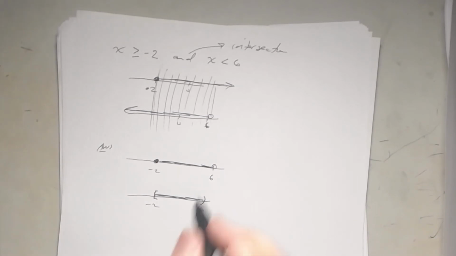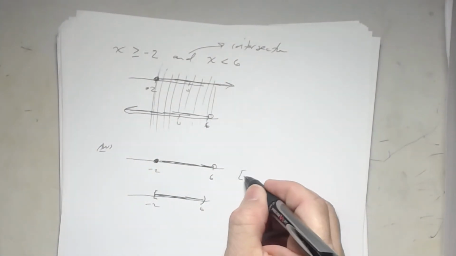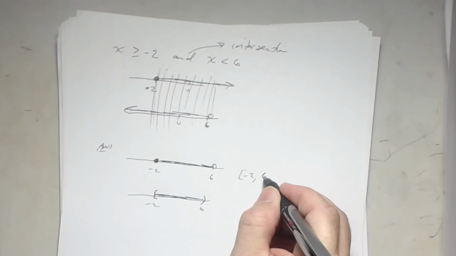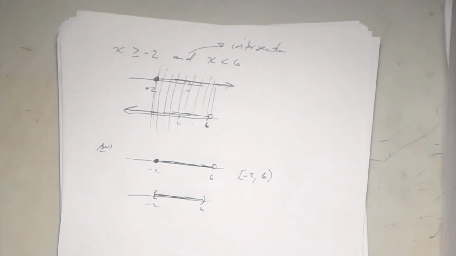What would the interval notation be? -2, 6, with a bracket and a parenthesis. All right.